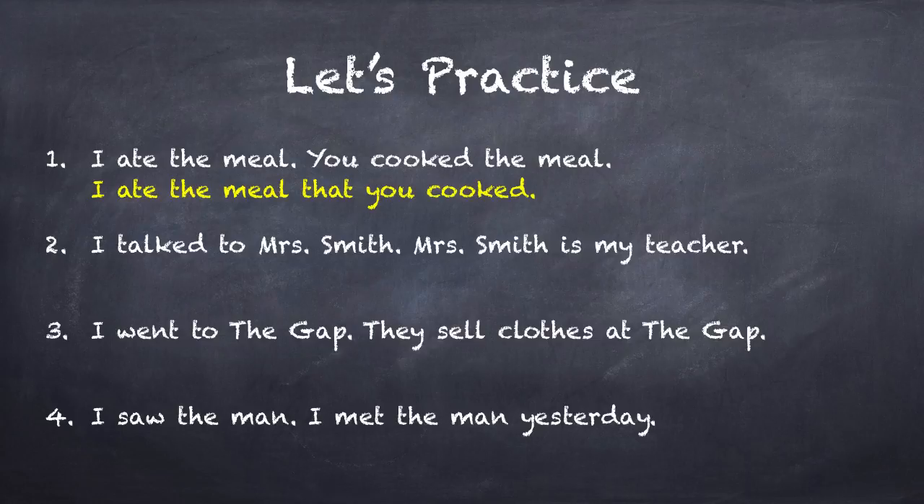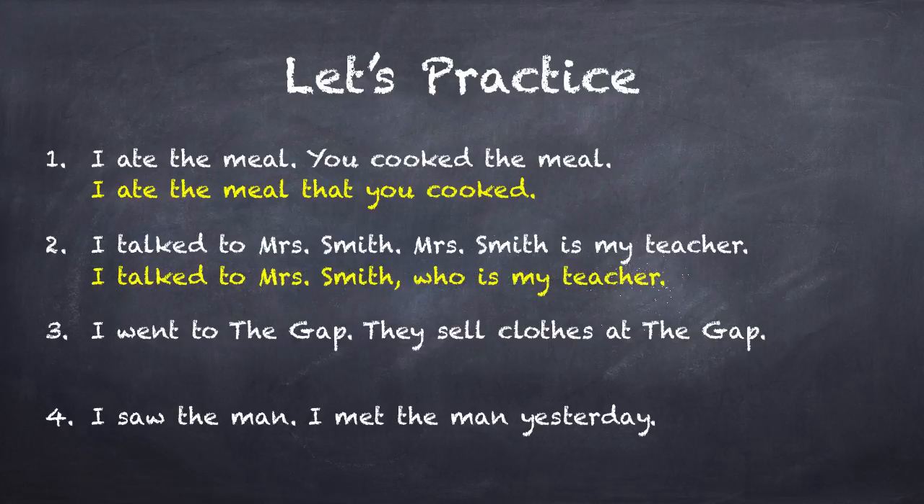In the second example, we have I talked to Mrs. Smith. Mrs. Smith is my teacher. To put these together, we have I talked to Mrs. Smith, who is my teacher. In this case, it is clear who Mrs. Smith is. Who is my teacher is additional information. So this is a non-restrictive adjective clause, and we need a comma.